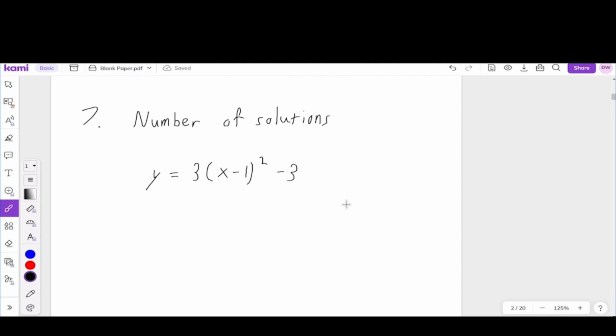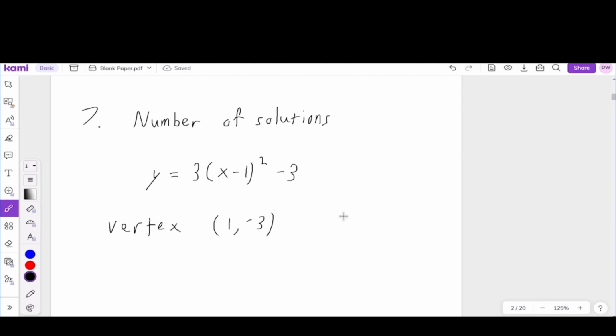So as an example, let's say I have y equals 3 times the quantity x minus 1 squared minus 3. The first thing you'll notice is that this is written in vertex form, which vertex form is nice when I want the vertex. In this case, it's obviously 1, negative 3 for the vertex. But that's not the question. The question doesn't ask where's the vertex. The question asks how many solutions.